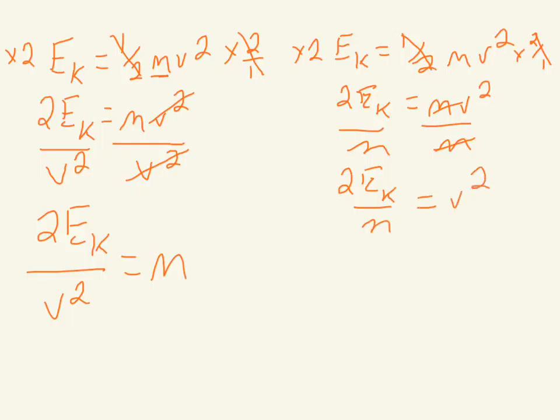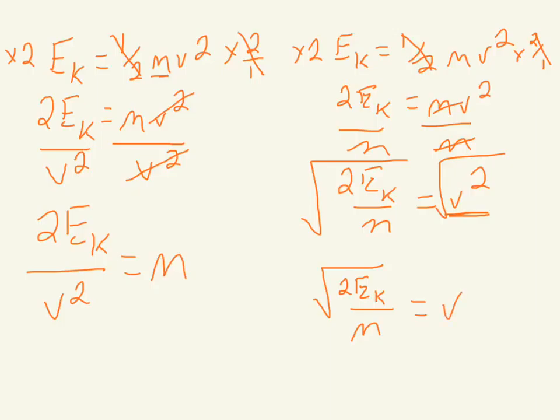Now most people usually stop at this position, but this isn't quite right because we still have v squared right here. How do you get rid of a square? You square root something. So square root that side, I have to square root this side. And therefore I get the square root of 2EK over m equals v. And there are the two ways to manipulate your formula if you have to find mass using the kinetic energy formula, or if you just have to find speed using the kinetic energy formula.